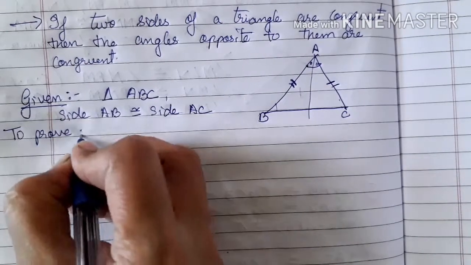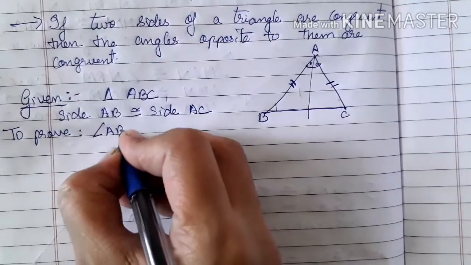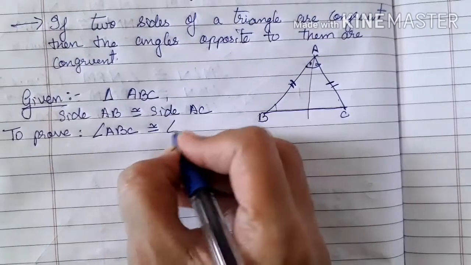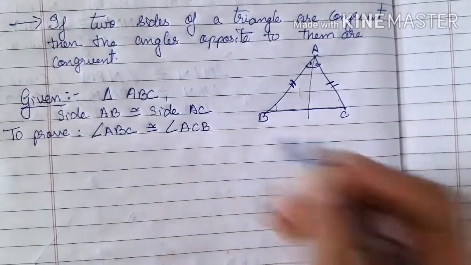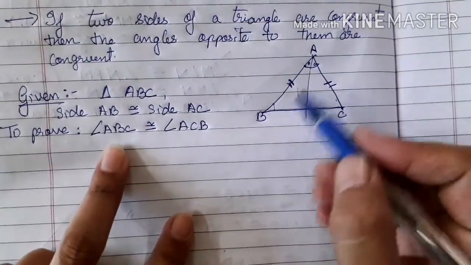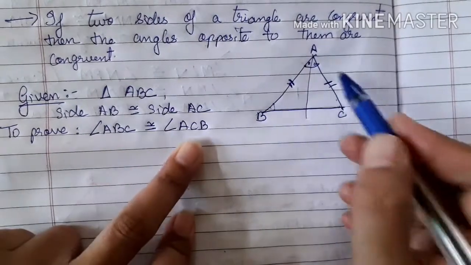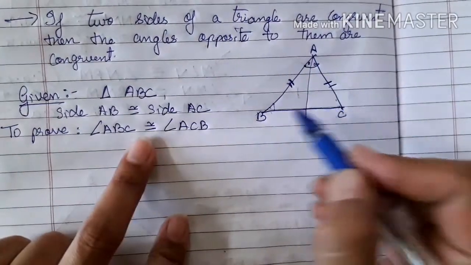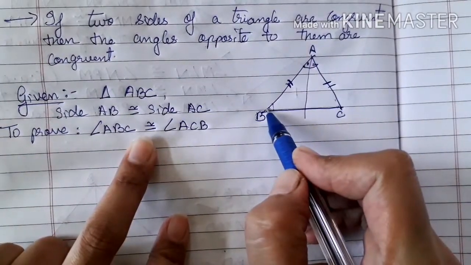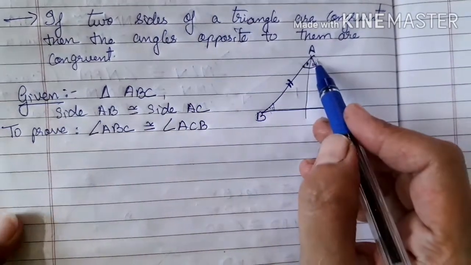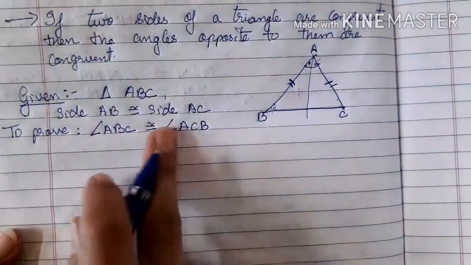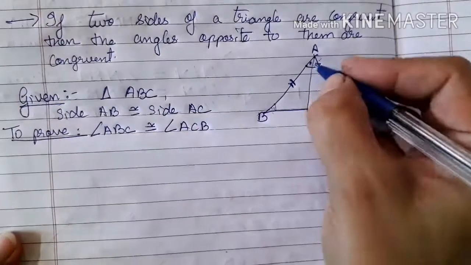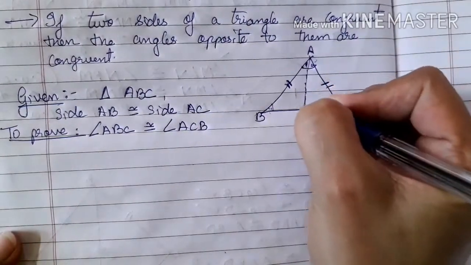We have to prove the angles, right? So angle ABC is congruent to angle ACB. If we prove this angle congruent, then we get these angles also congruent. Okay, so for the construction, we had constructed this line in between.